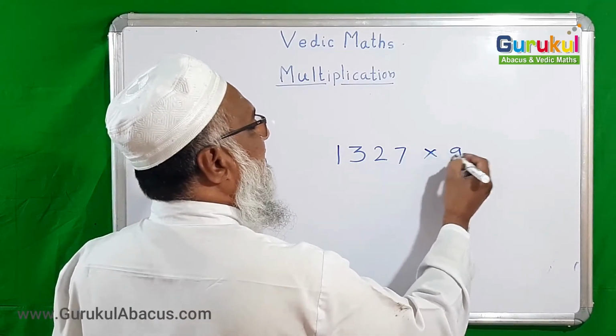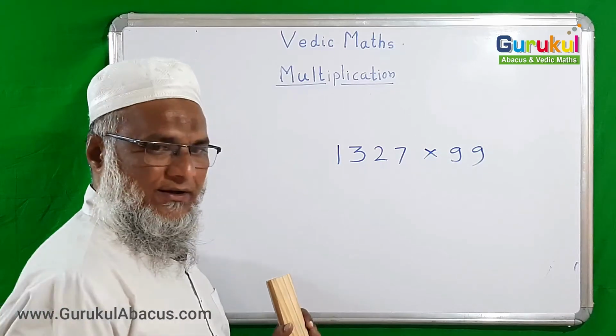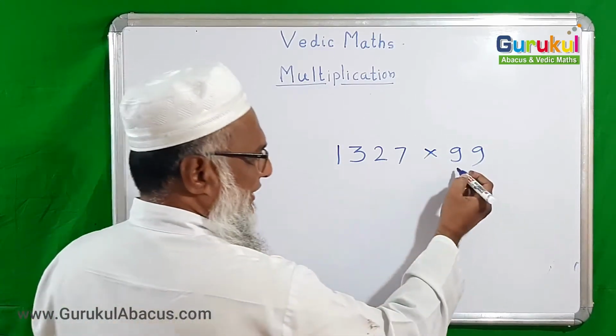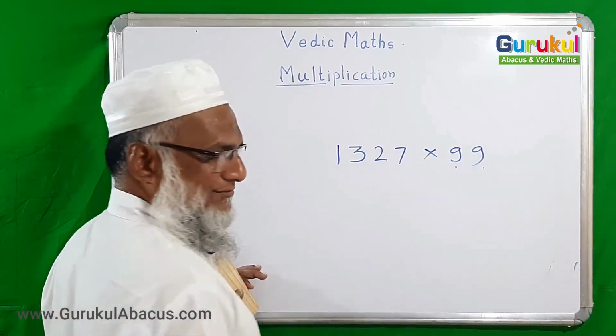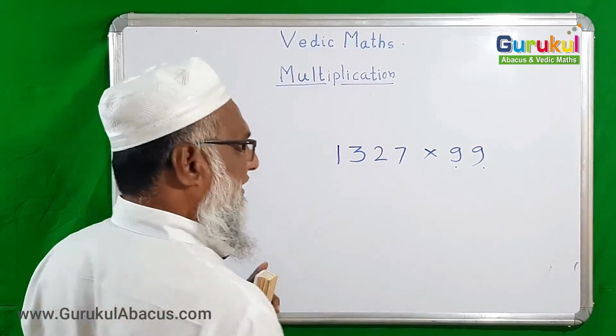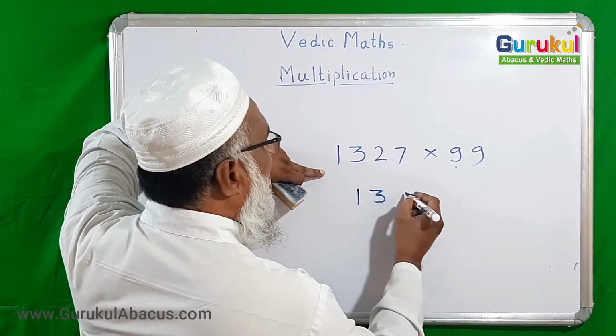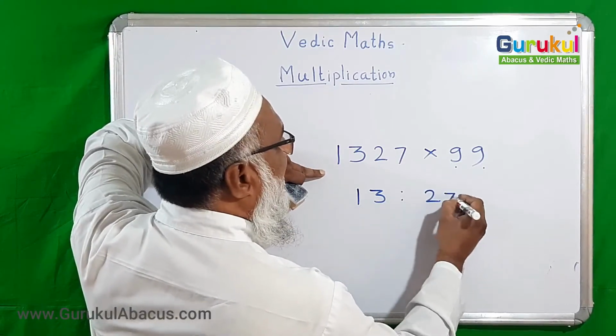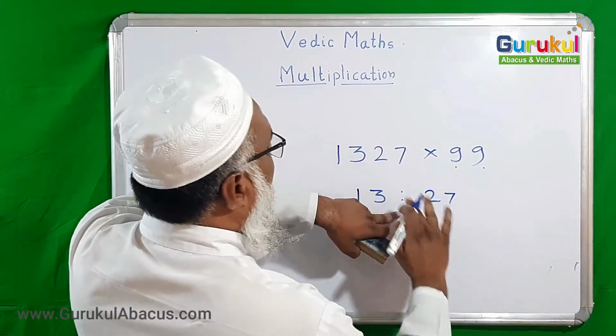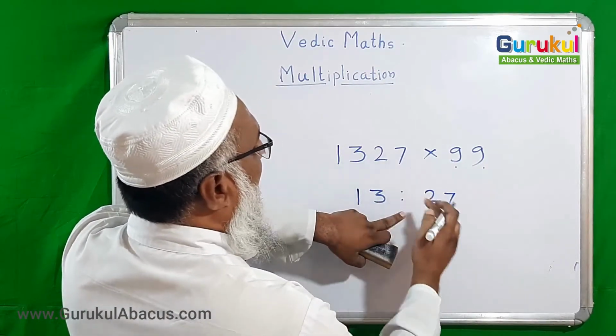multiplied by 99. Okay, so here also the same method. Here are 2 digits in the greatest number. So what to do, I am just writing 13 colon and 27. Here are 2 digits, so I kept 2 digits from the number here.